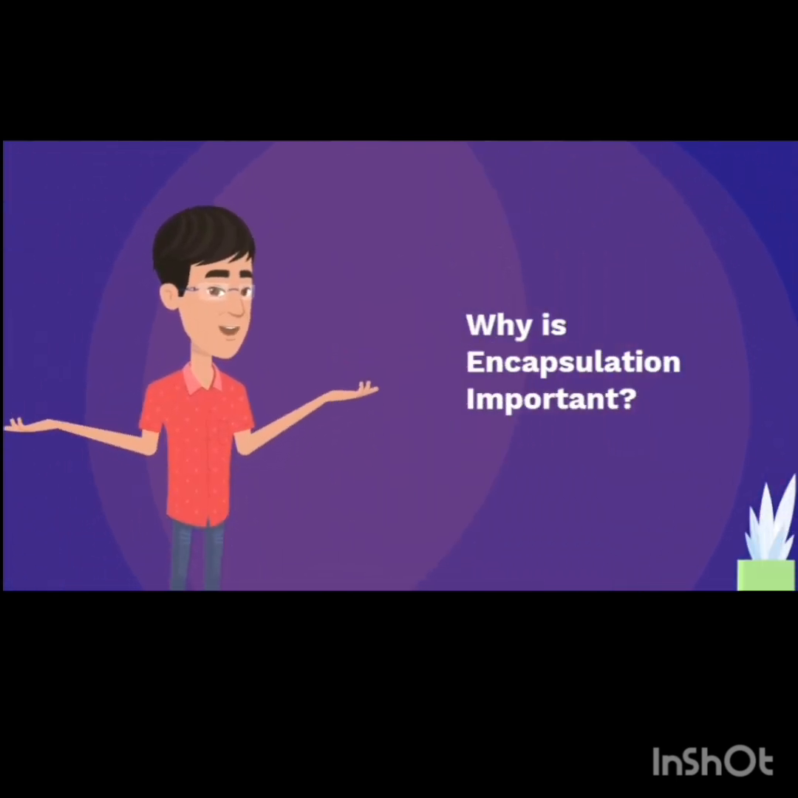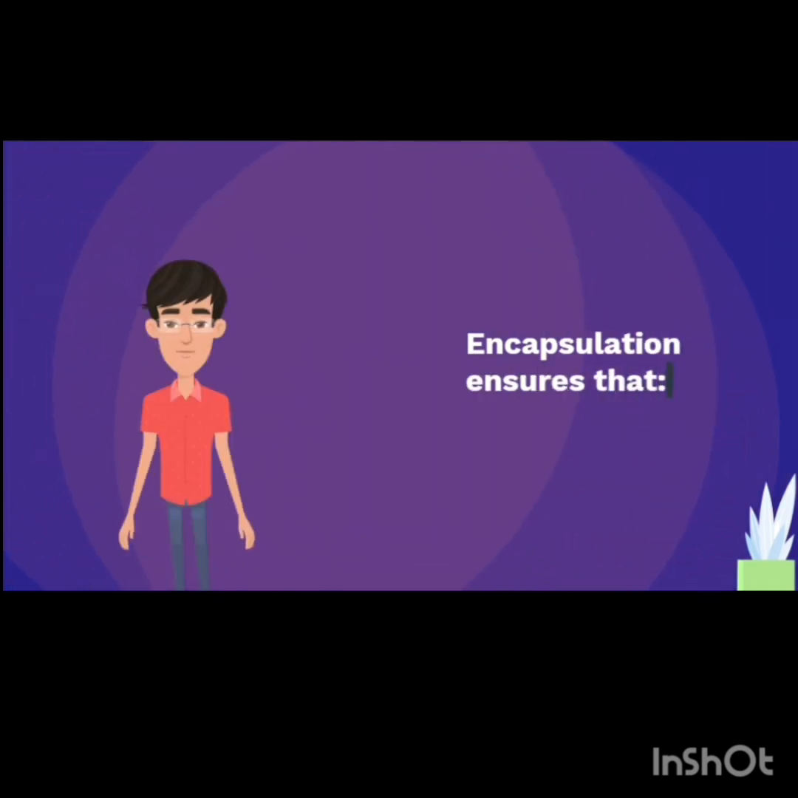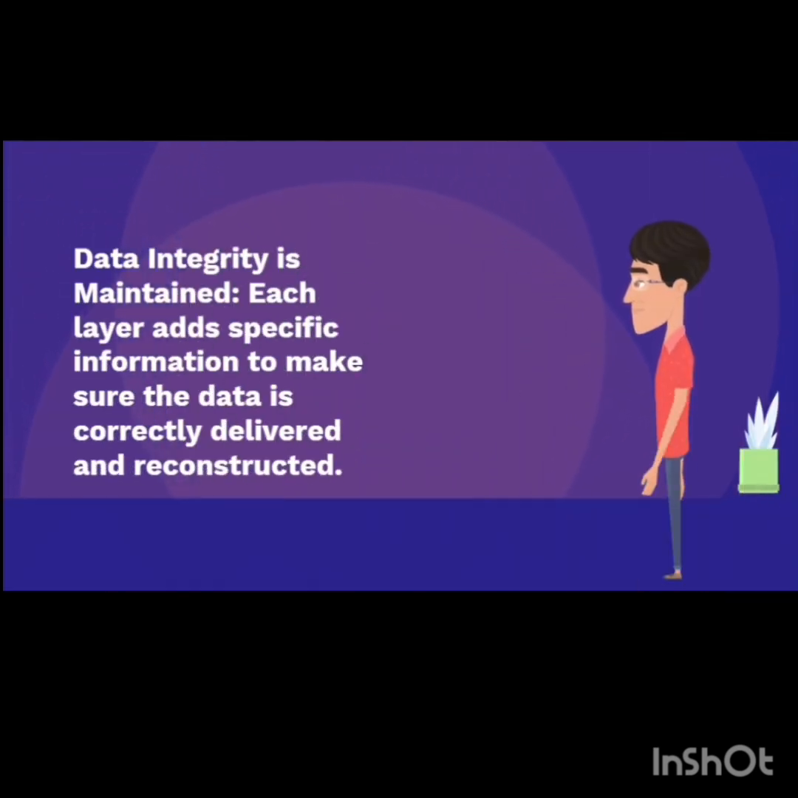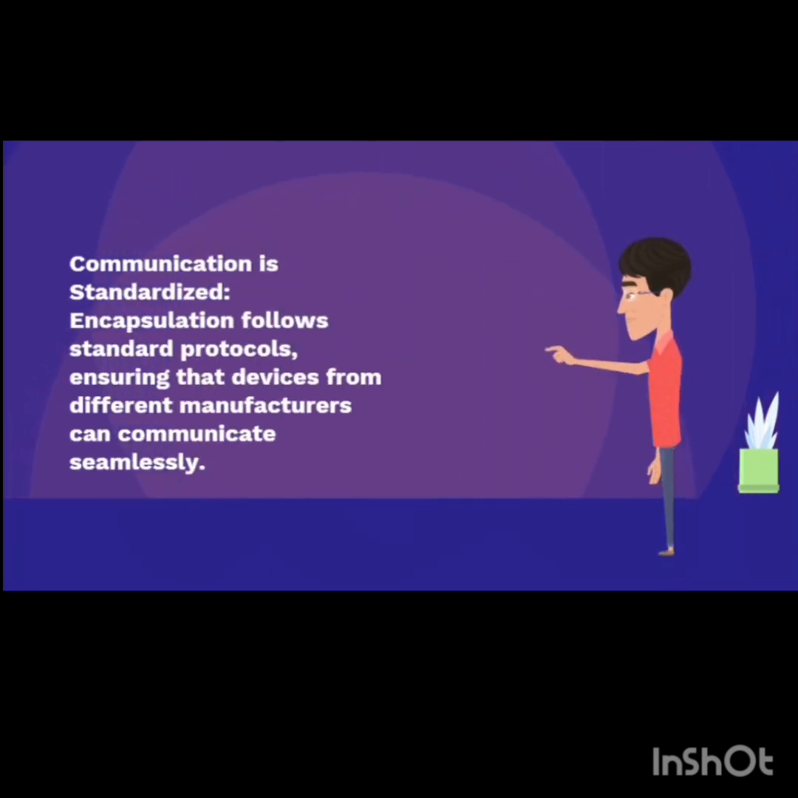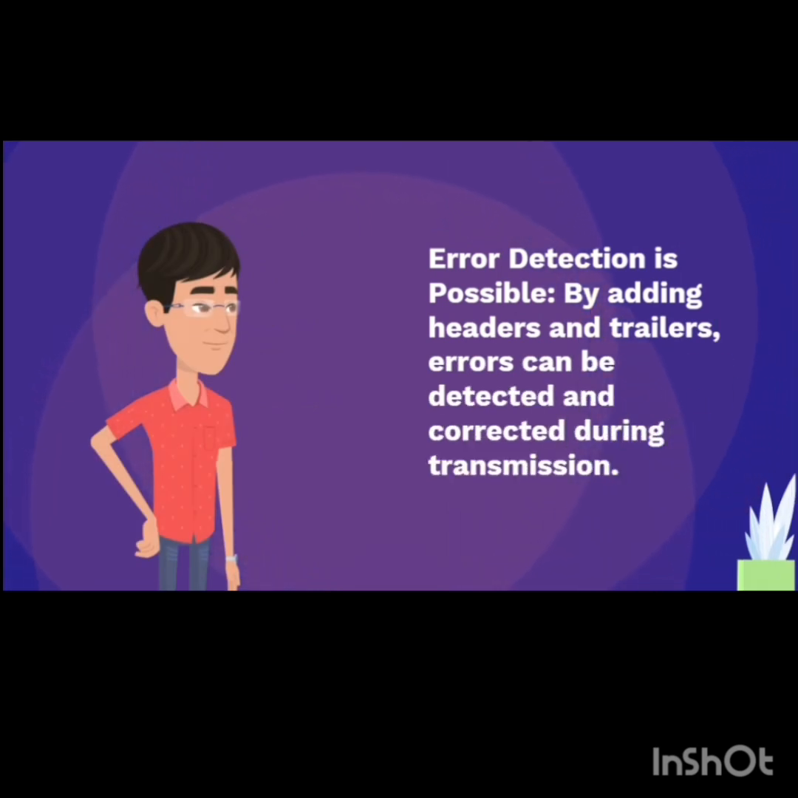Why is encapsulation important? Encapsulation ensures that data integrity is maintained. Each layer adds specific information to make sure the data is correctly delivered and reconstructed. Communication is standardized. Encapsulation follows standard protocols, ensuring that devices from different manufacturers can communicate seamlessly. Error detection is possible. By adding headers and trailers, errors can be detected and corrected during transmission.